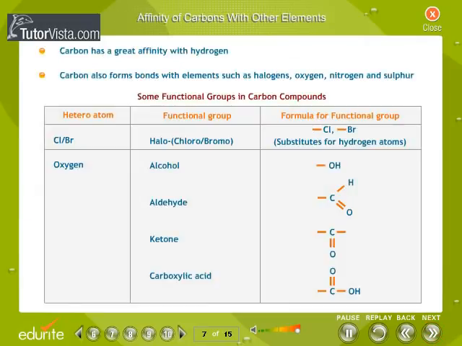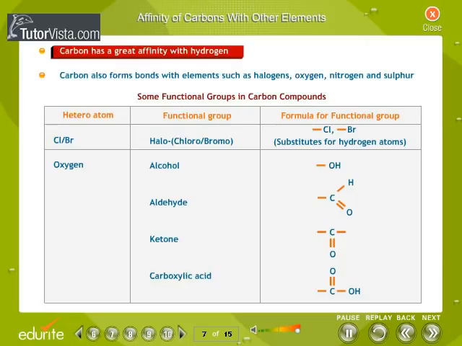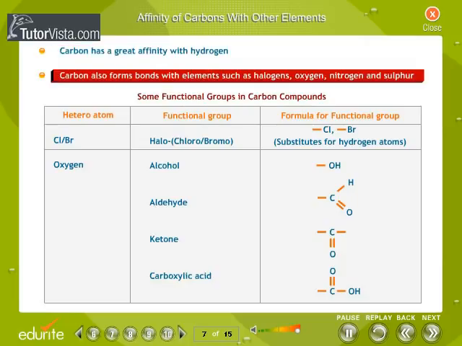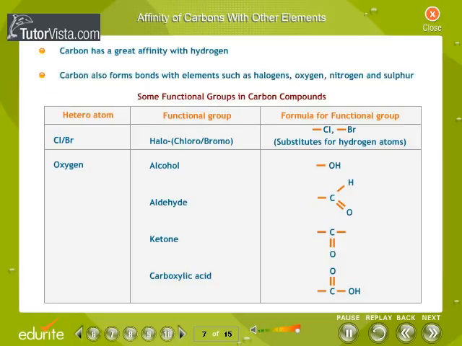Affinity of carbon with other elements. Carbon has a great affinity with hydrogen. Carbon also forms bonds with elements such as halogens, oxygen, nitrogen, and sulfur. In a hydrocarbon chain, one or more hydrogen atoms can be replaced by these elements, such that the valency of carbon remains satisfied. In such compounds, the element replacing hydrogen is often referred to as a heteroatom. These heteroatoms confer special properties to the compound, regardless of the length and nature of the carbon chain, and hence are called functional groups.